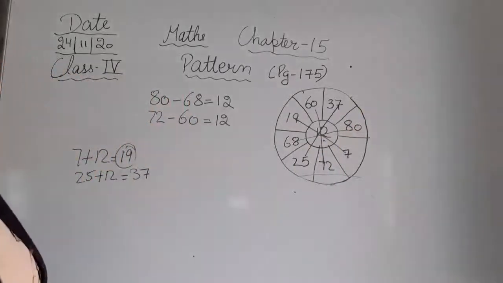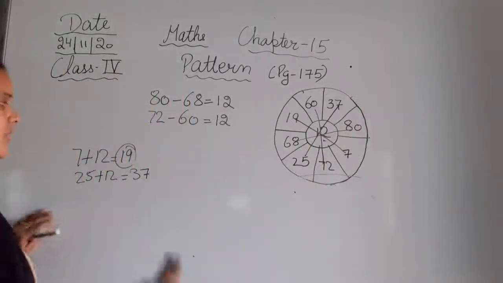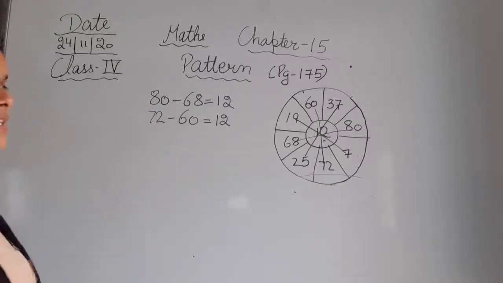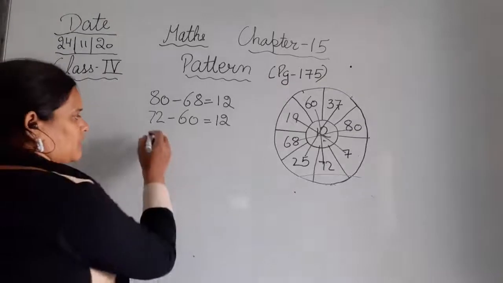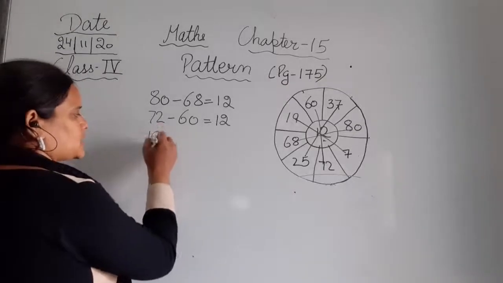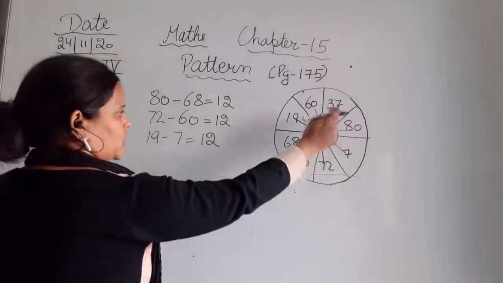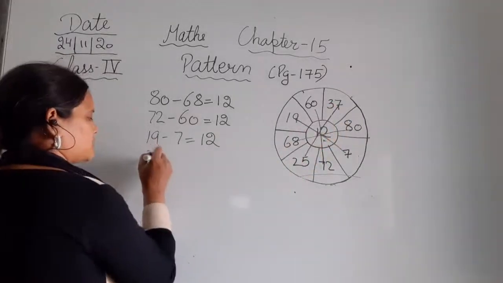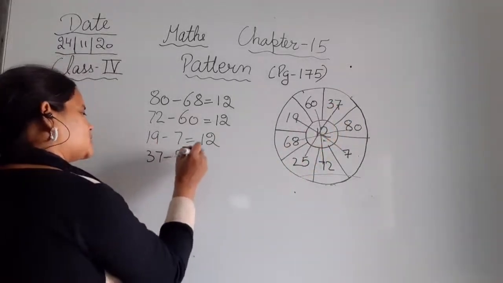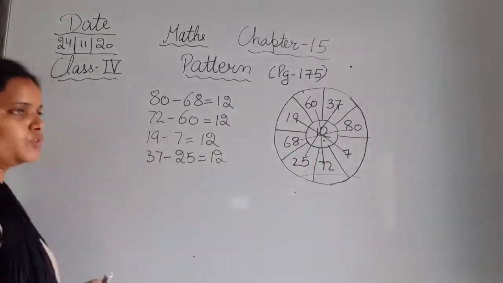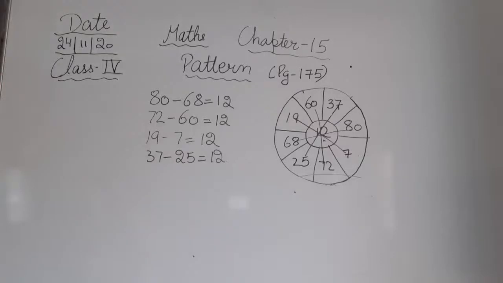So here we are following the pattern in which we are subtracting the two opposite digits, and the answer we will get is 12 only. So in this case 19 minus 7 is 12. Okay, 37 minus 25. 37 minus 25 is also 12. So that means in this question we are following the pattern subtraction of two opposite numbers.